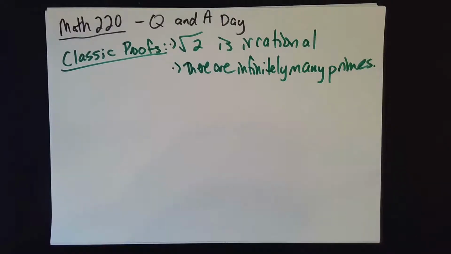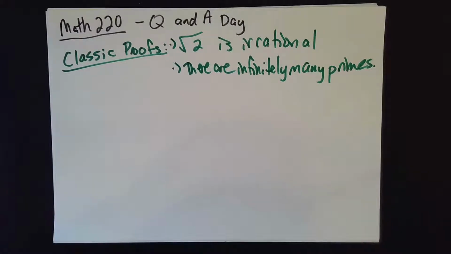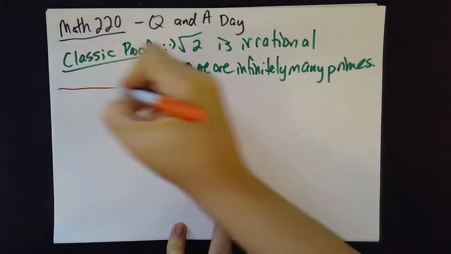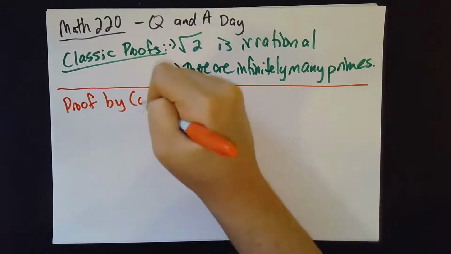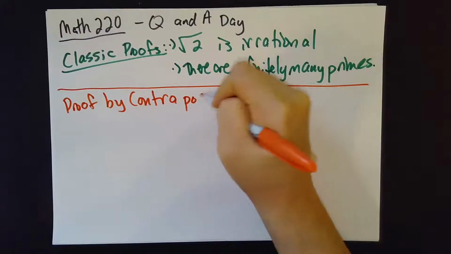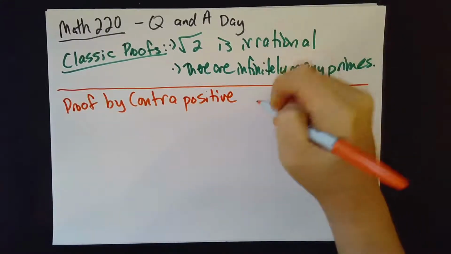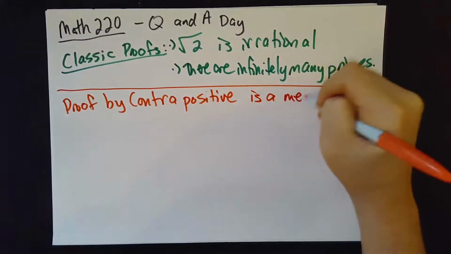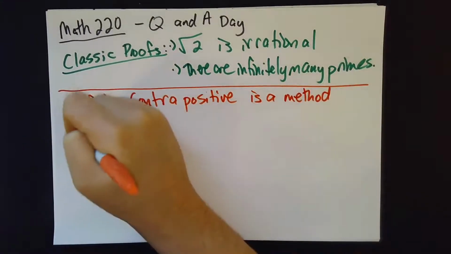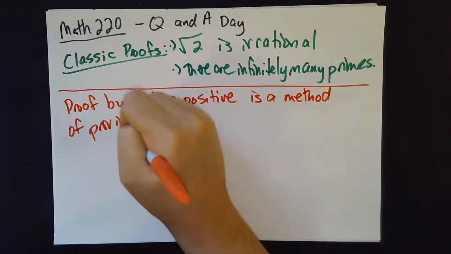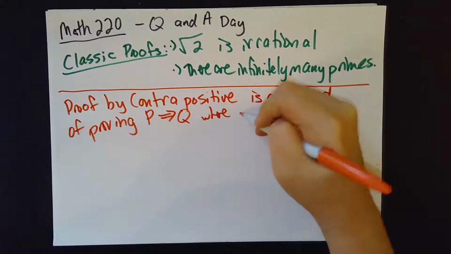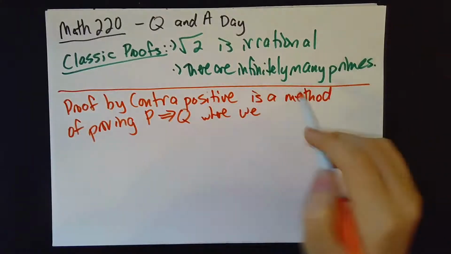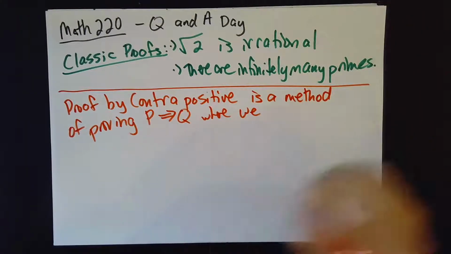Someone asked about the difference between proof by contrapositive versus proof by contradiction. And so these are completely different things. So let's review proof by contrapositive. This is a method of proving an implication. And it's the method where we instead prove not Q implies not P.